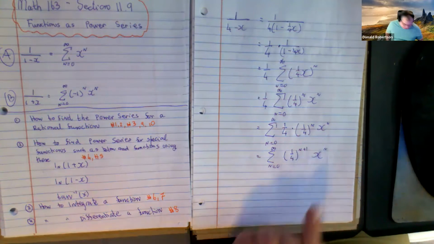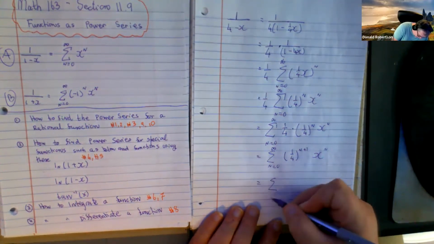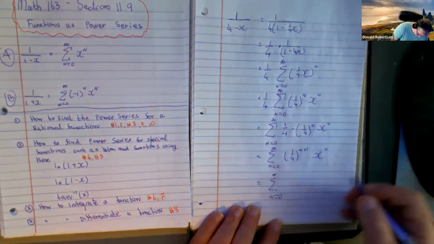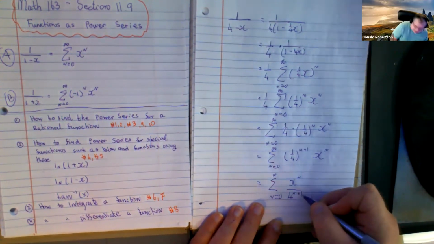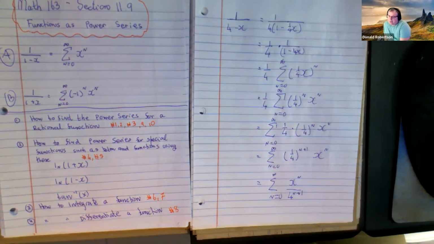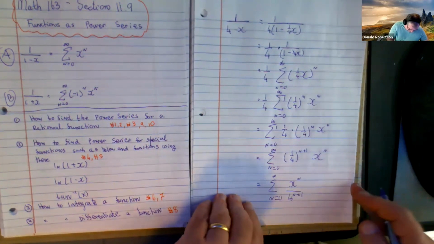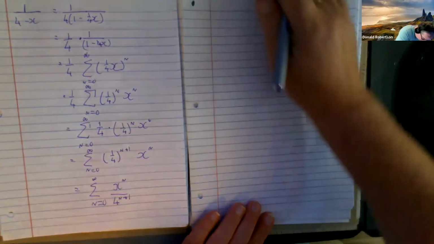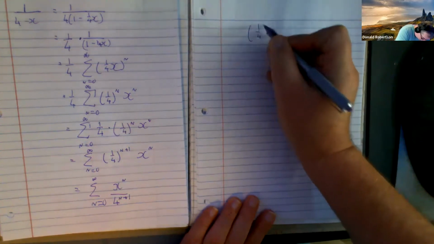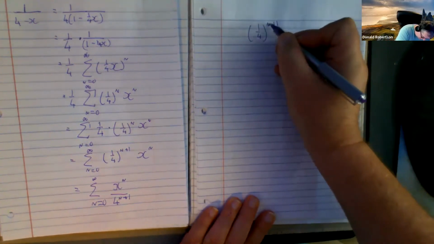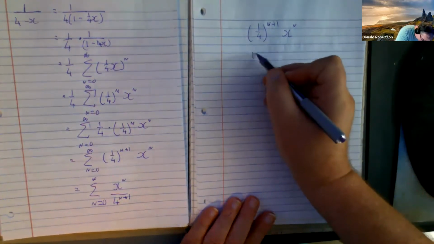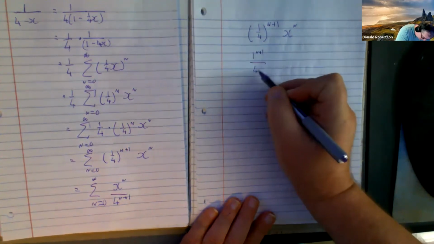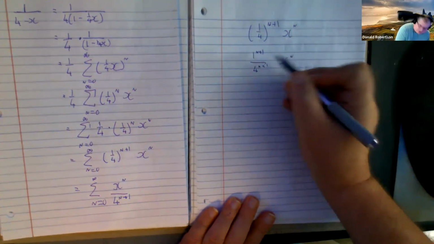Now, I like this answer, but just in case WebAssign doesn't like this answer, that's the equivalent to it. If you're wondering how that happened, let me show you over here. If you take 1/4 to the n plus 1 and you multiply it by x to the n, the x to the n doesn't matter, it stays put. But this guy can be thought of as that guy, right? Essentially, split it up.